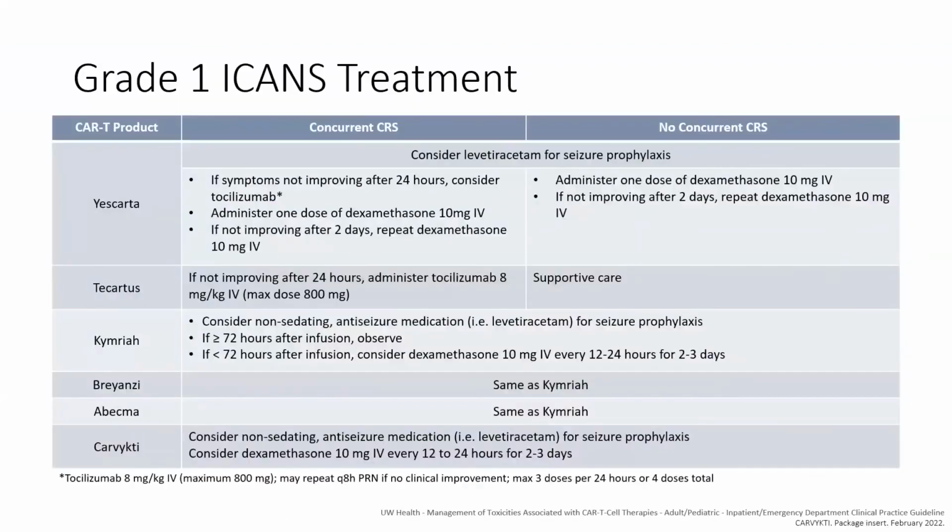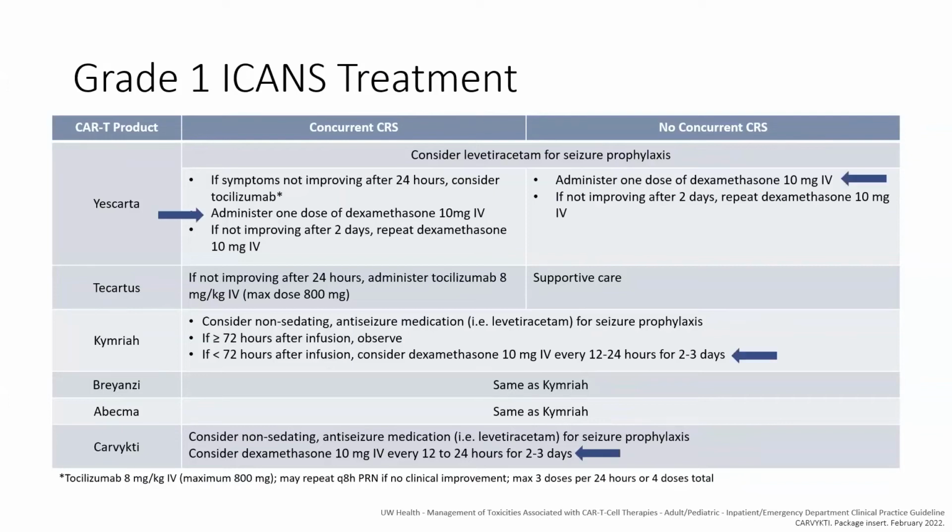So moving into grade 1 ICANS treatment. Similar to CRS, there are a lot of differences in ICANS treatment depending on the product, but again, we'll focus on general trends. For ICANS treatment, we'll divide recommendations for many of the products into 2 buckets, whether the patient does or does not have concurrent CRS. For most products, adding on an anti-epileptic for seizure prophylaxis is recommended for grade 1, with Keppra being the most commonly used agent. For some products, tocilizumab is specifically recommended if there is concurrent CRS.